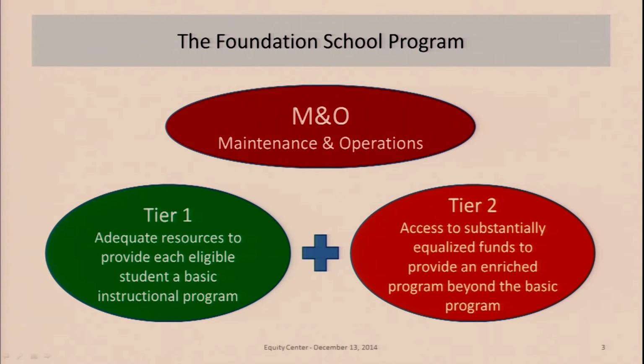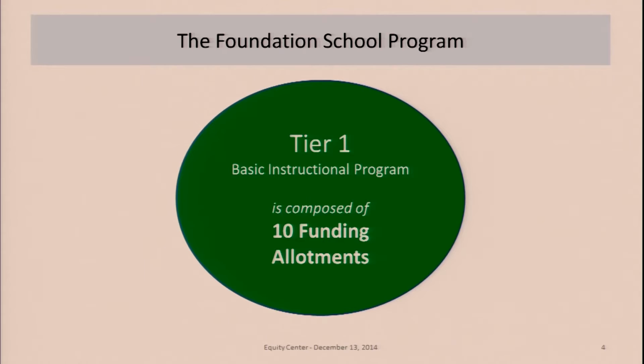So let's go forward now to the M&O side, and it breaks down also into two parts. The first part is Tier 1, and that's to provide adequate resources for a basic instructional program. Tier 2 is normally referred to as the enriched program, or the enrichment part of it, which goes beyond just the basic program. So those are the two tiers of M&O funding. And Tier 1, which is your basic instructional program, and that's where most of the money is, there are actually 10 different allotments that make that up.